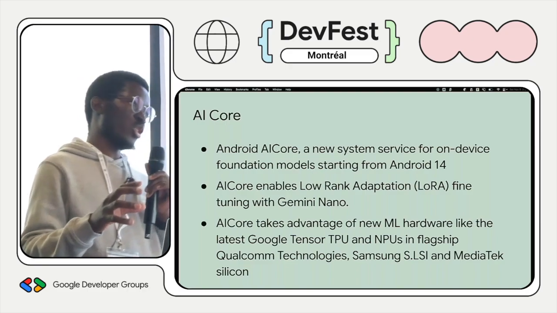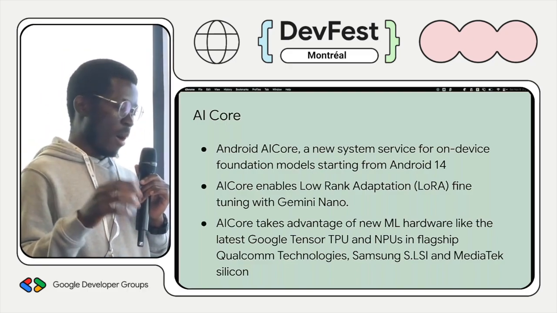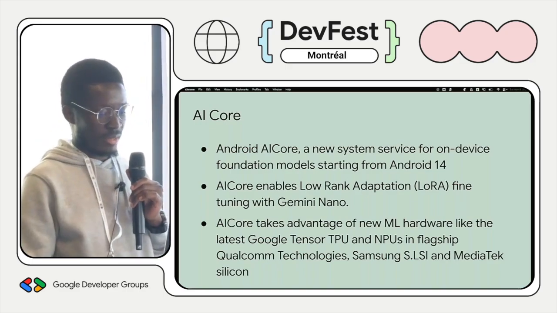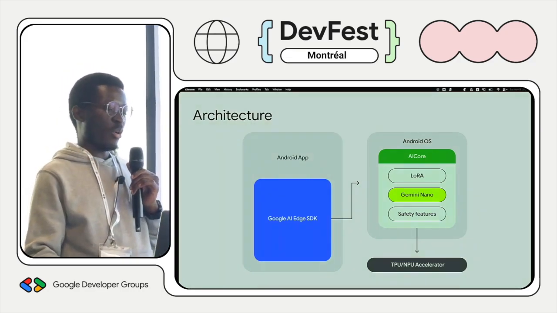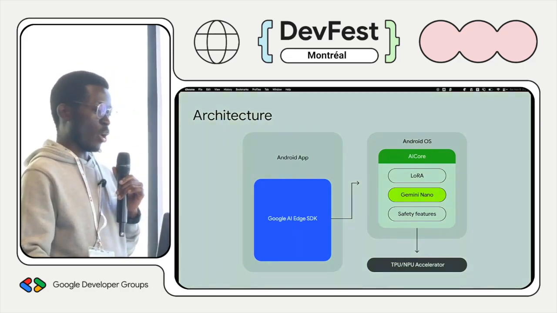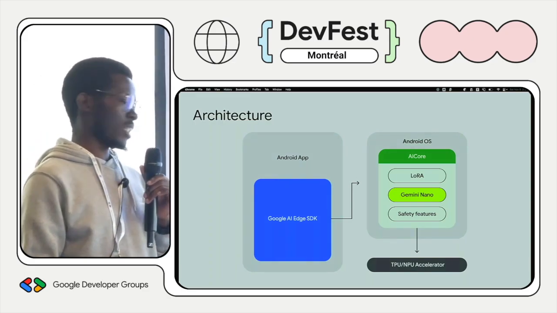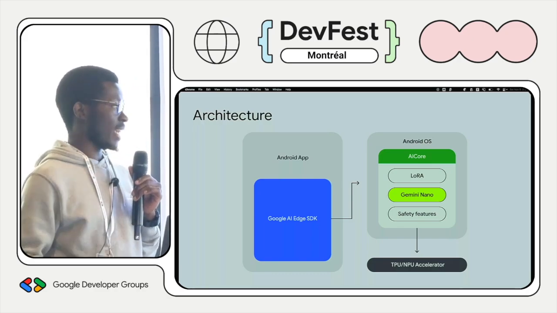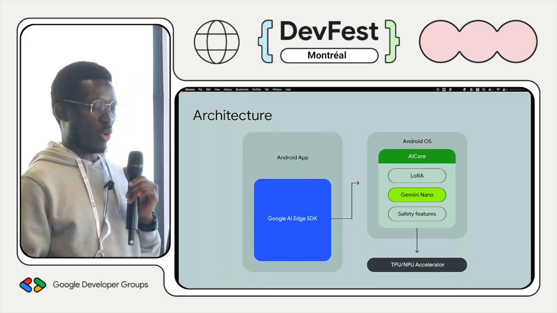So AI Core is dedicated to take advantage of that power process in order to be able to run the model locally without any problem. So here is the architecture of AI Core. On one side, you will have your Android application, and your Android application will use the Google AI Edge SDK that will allow you to interact with AI Core on the Android OS.